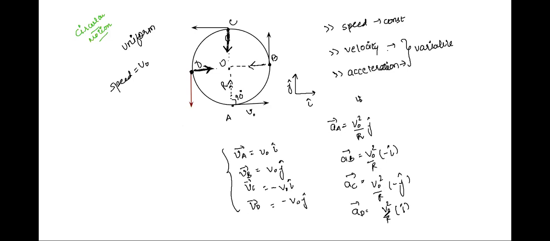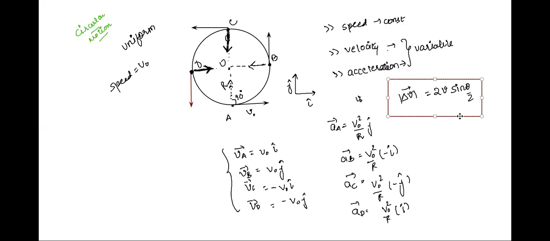So class, I hope this concept is clear to everyone. One more concept: in uniform circular motion, the magnitude of change in velocity is given by 2v sine theta by 2. This formula becomes very handy when solving questions. Class, have a note.